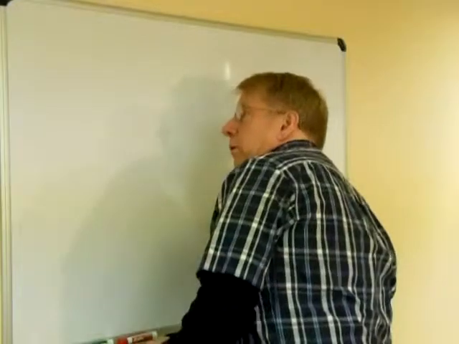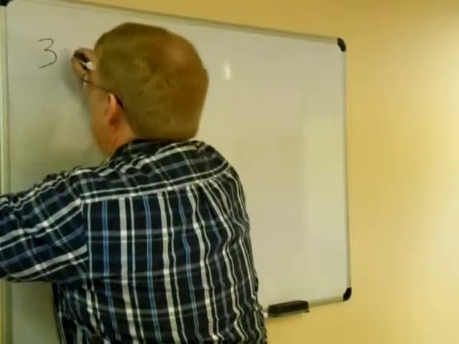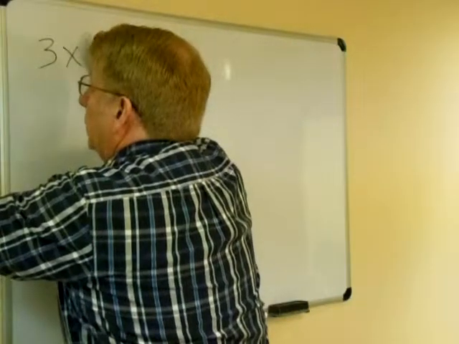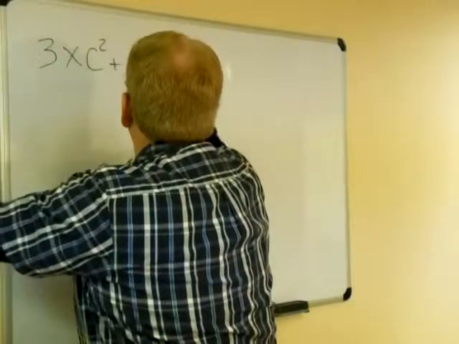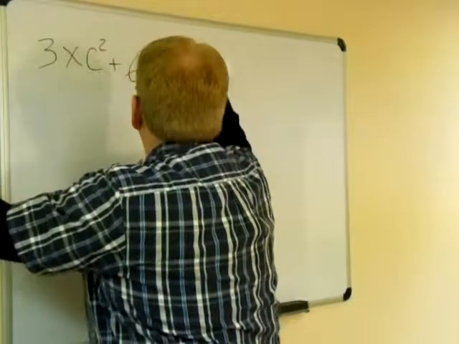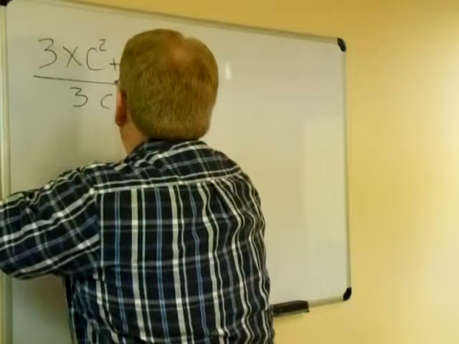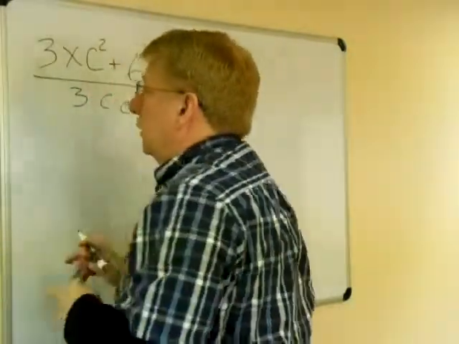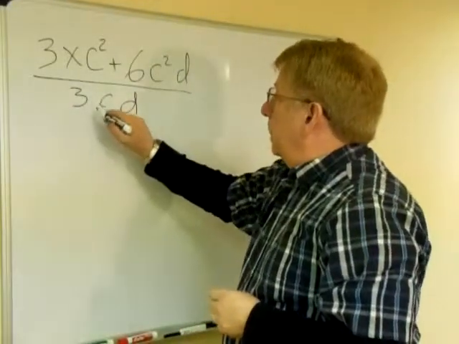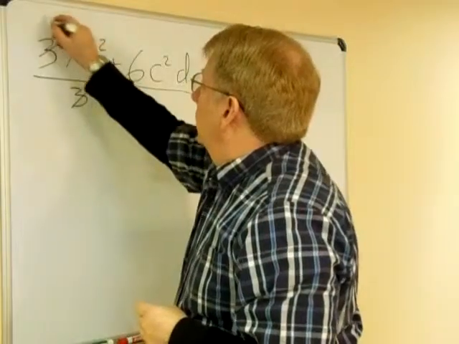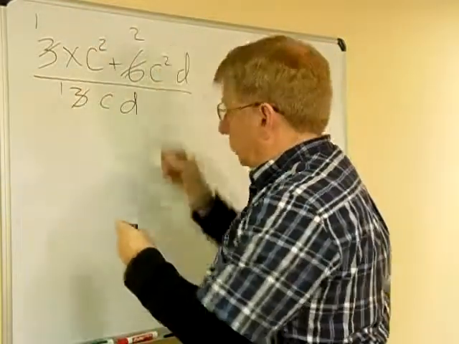In this case, we're going to do one that is not going to come out evenly. 3xc squared plus 6c squared d, all that divided by 3cd. Okay, well the 3 divides evenly, so that becomes a 1 in each case, and 6 divided by 3 becomes a 2.